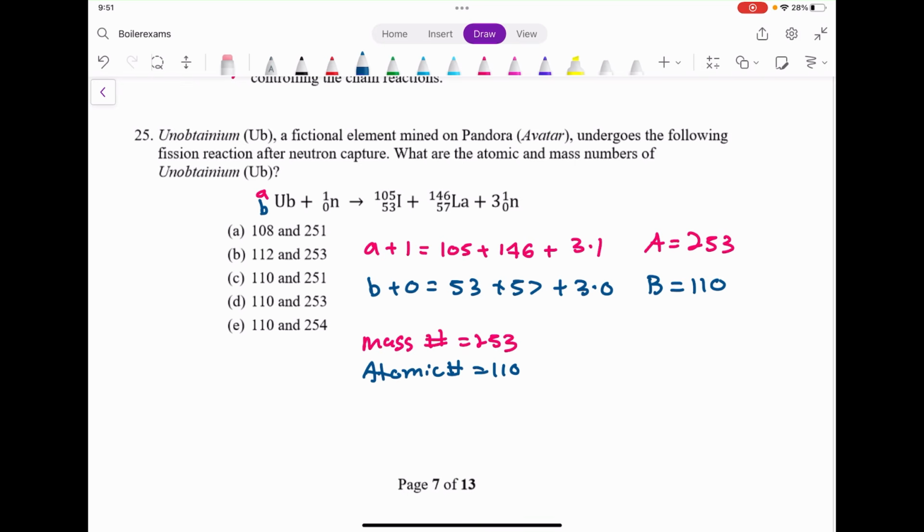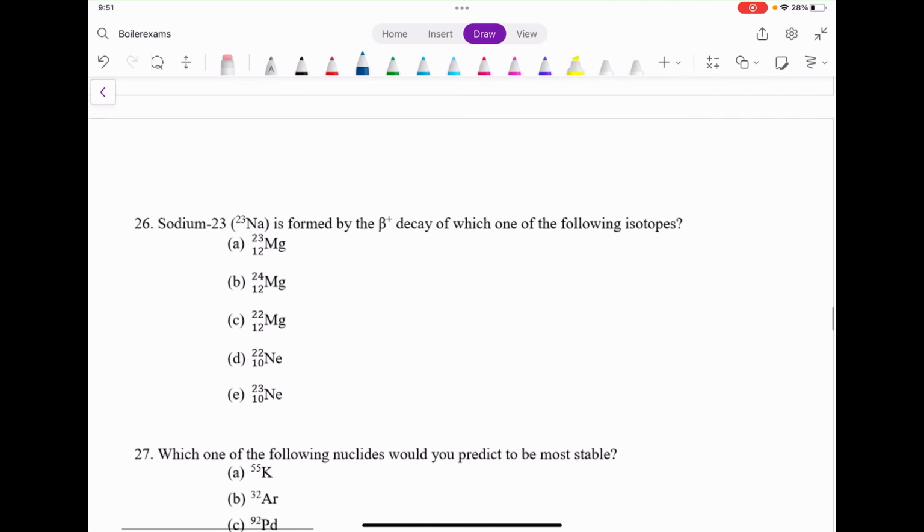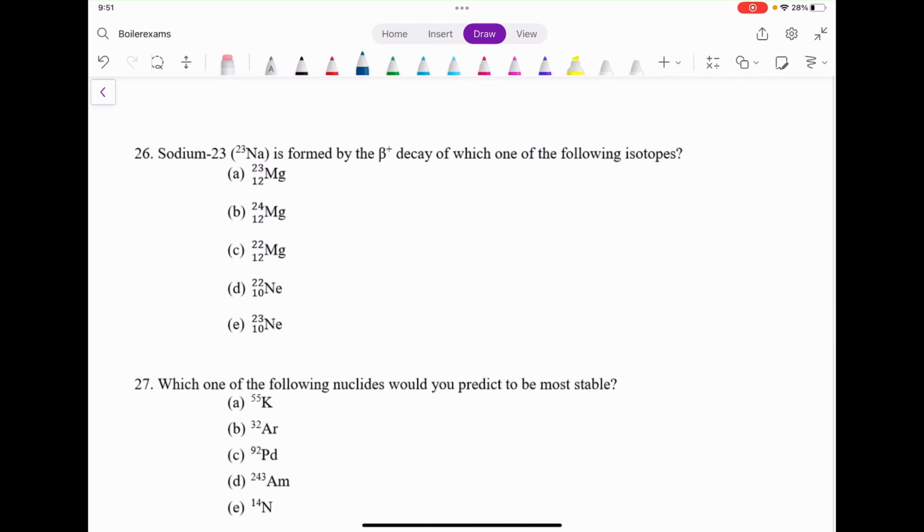Let's see. Okay, and that leaves us with answer choice D, 25D. Good. 26. Sodium-23 is formed by the beta plus decay of which of the following isotopes?